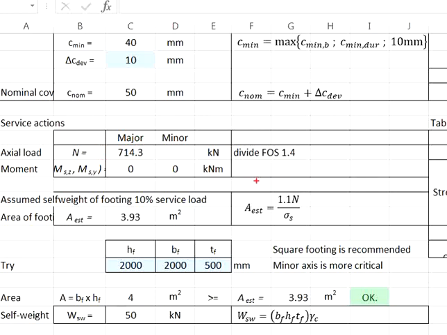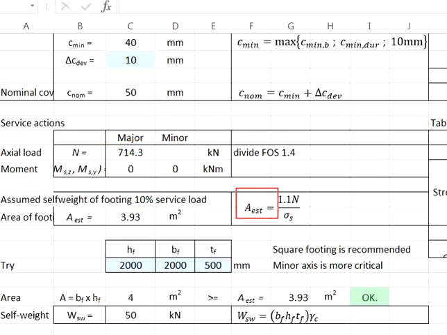We will need to include the self-weight of the footing. However, at this moment, we don't know the size of the foundations yet. Let us just assume that the self-weight of the footing is about 10% of the surface load. That means the total force acting onto the soil will be 1.1 times the axial load. The axial load plus 10% of the axial load.